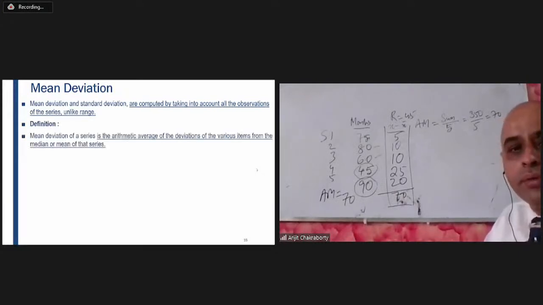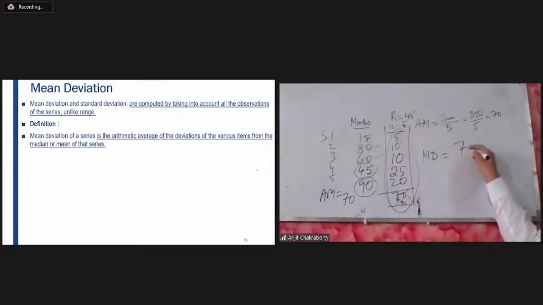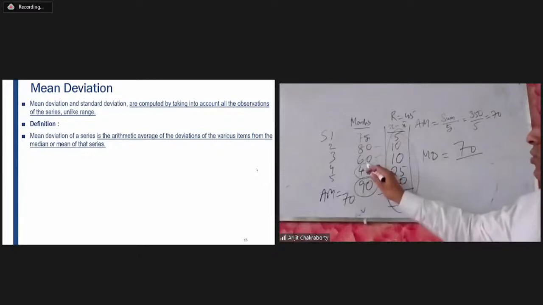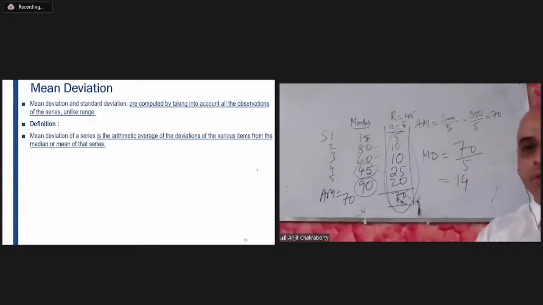So from here we can find out the mean deviation. Mean deviation, MD, means the total deviation, that is 70 in this case, divided by the number of observations, that is 5. So I'm getting a mean deviation of 14. 70 divided by 5 gives you 14.